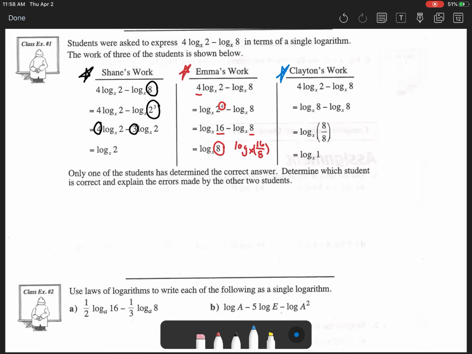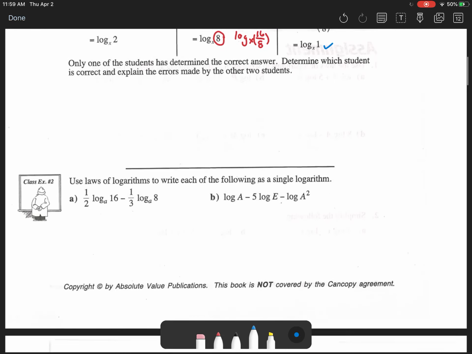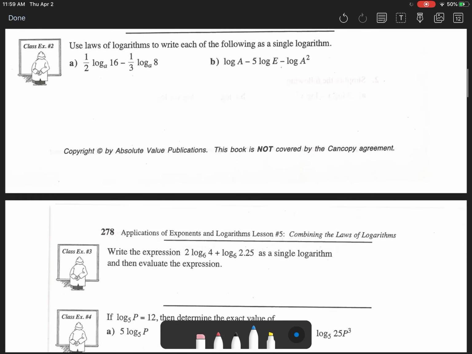Now in Clayton's work, let's take a look at what happens here. His error actually is right off the bat. So the 4 that was in front of that first log expression should have gone up here as a 2 to the exponent of 4, and that number should have then been 16 and not 8. His step here of dividing the arguments is okay, and the calculation he does is okay, but he used the wrong value, so it's right there that his error was made. So that is why Shane is the only one that has correct work. The other 2 tried, but made some silly errors along the way.